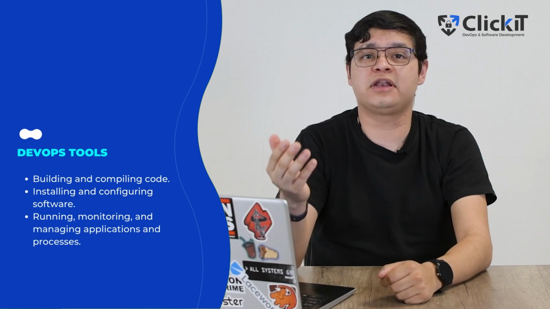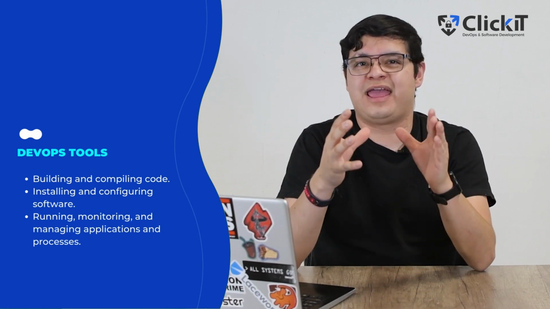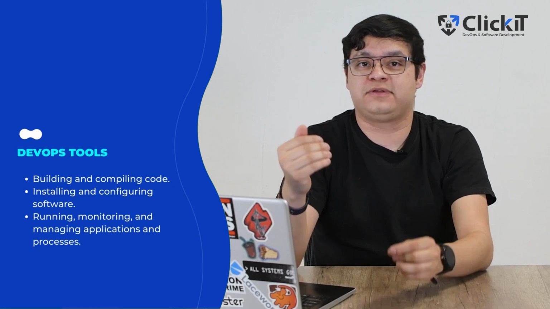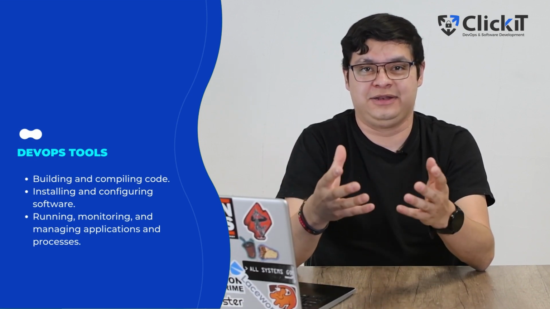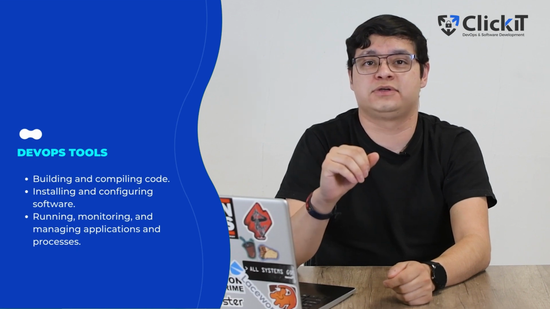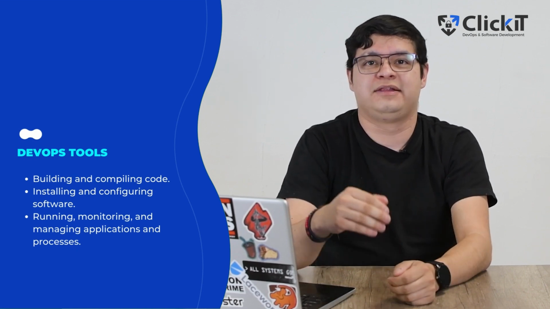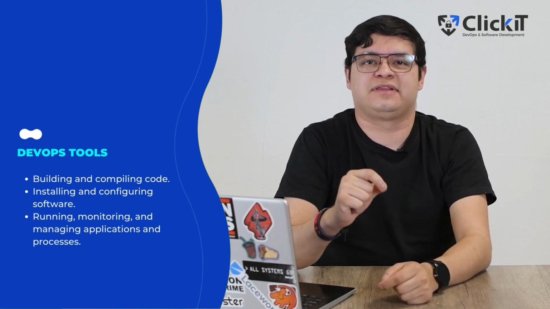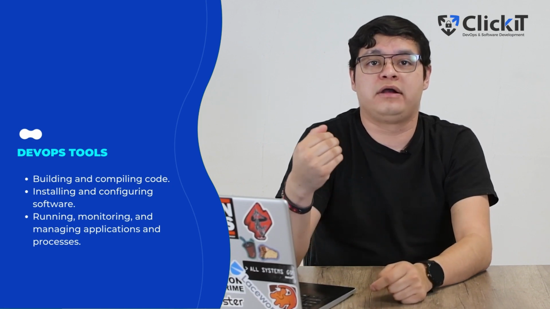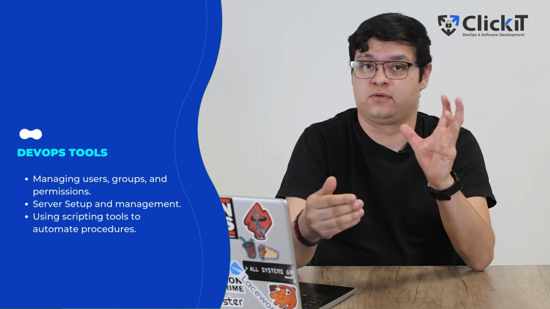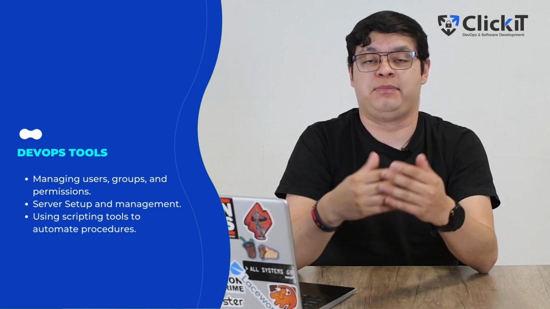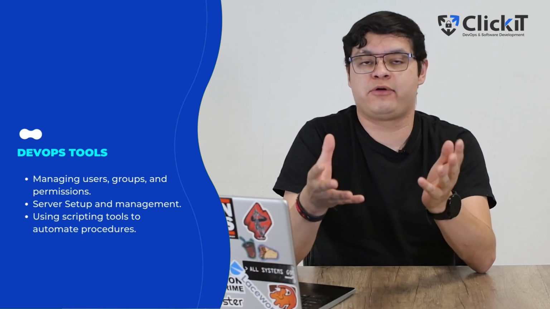DevOps Tools. Talking about what DevOps does, we are normally helped by different tools to reach our goals in our projects. For example, most cloud servers, mobile phones, web servers, and operating systems are powered by Linux kernel. So, installing a Linux distribution on our computers is very common. This is helpful to perform activities like building and compiling code, installing and configuring software, running, monitoring, and managing applications and processes, managing users, groups, and permissions, server setup and management, and using scripting tools to automate procedures.